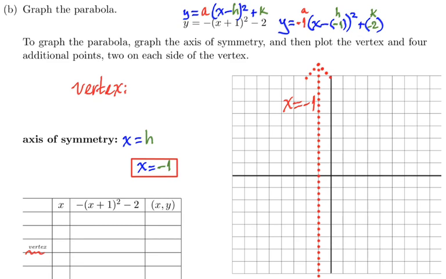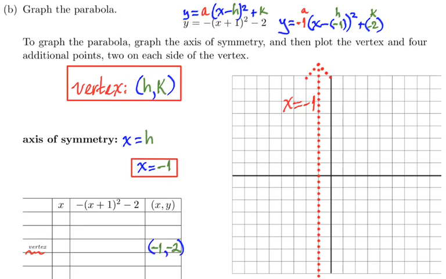But also, better than that, we even know the y-coordinate of the vertex. We know that the y-coordinate is k. So the vertex is going to be just the point negative 1, negative 2. So I didn't even really need to plug in negative 1 to get negative 2 for the y-coordinate. Okay, I'm plotting that point. There's the vertex.